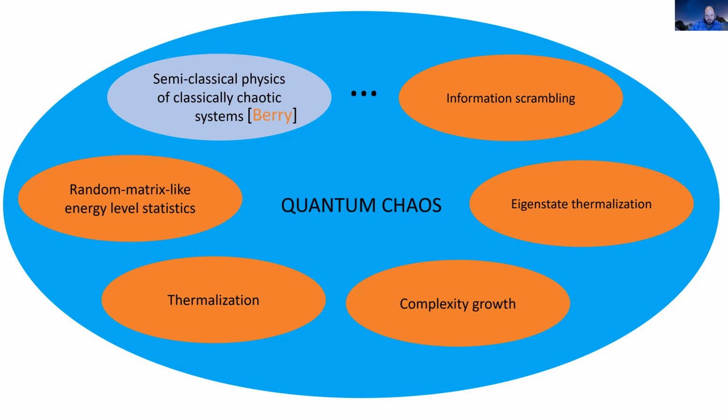And there are many famous signatures. For example, it was observed that the energy levels of the quantum Hamiltonian looked like the energy levels of a random matrix. This goes all the way back to Wigner's observation about the structure of nuclei. Other features were that such systems would thermalize in a certain sense, like they often had diffusion and they would equilibrate in a precise sense.